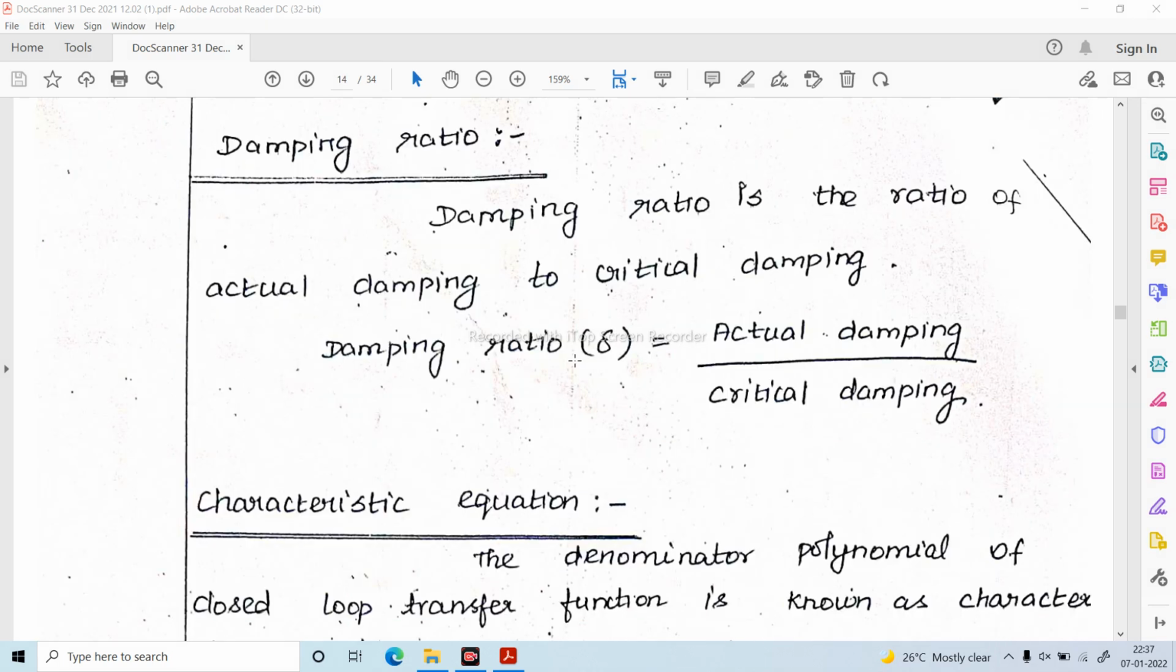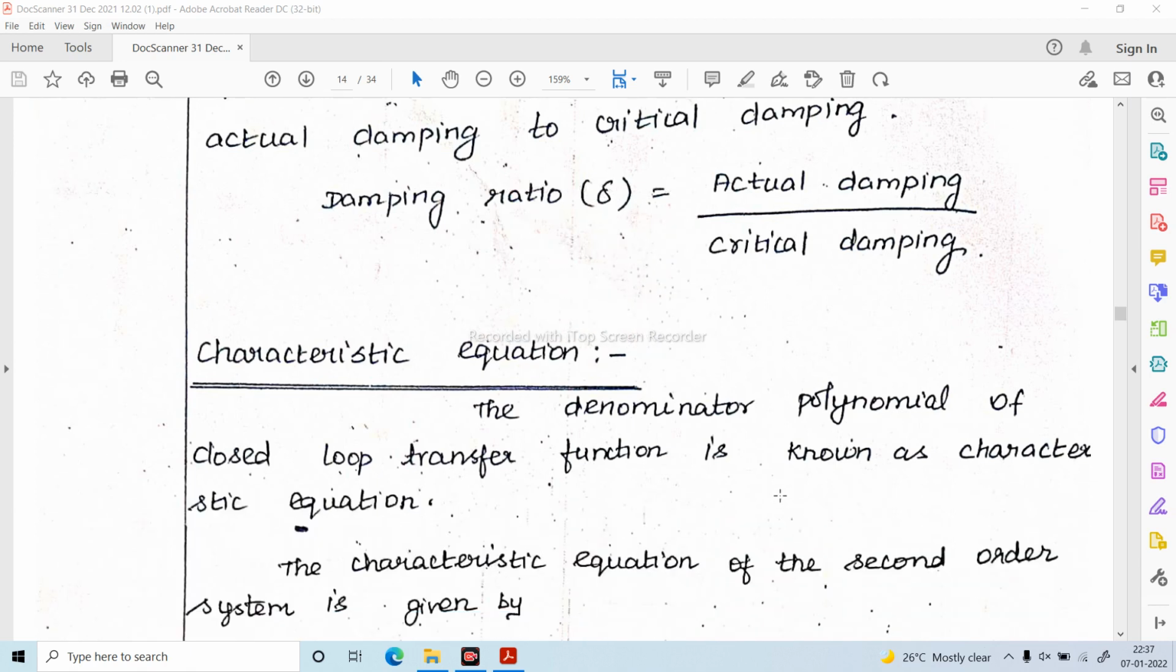Next, I am going to explain about the damping ratio. So, what is damping ratio? Damping ratio is the ratio of the actual damping to the critical damping. So, damping ratio delta equal to actual damping divided by critical damping.